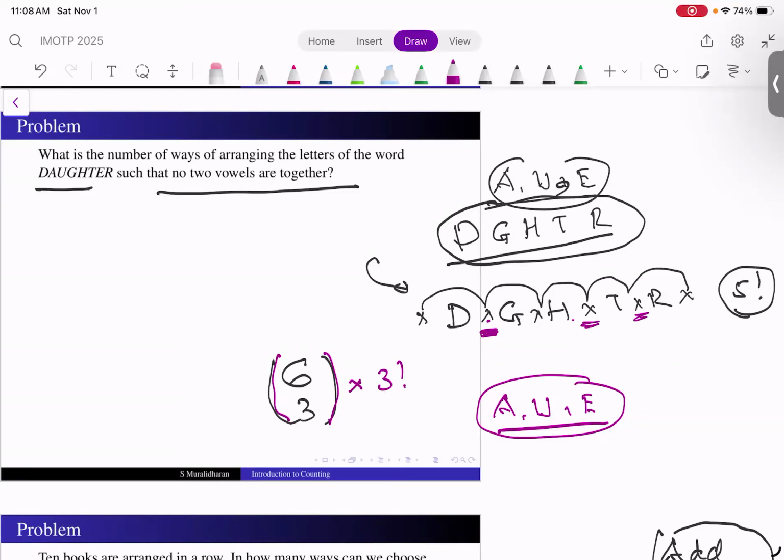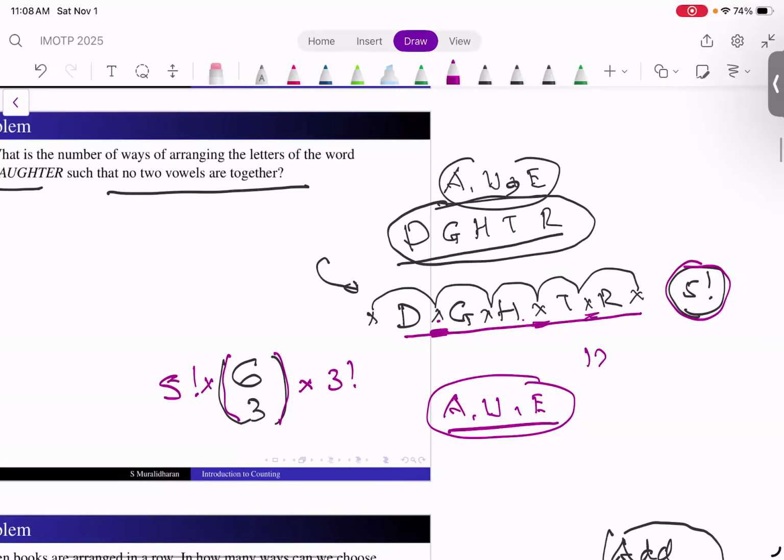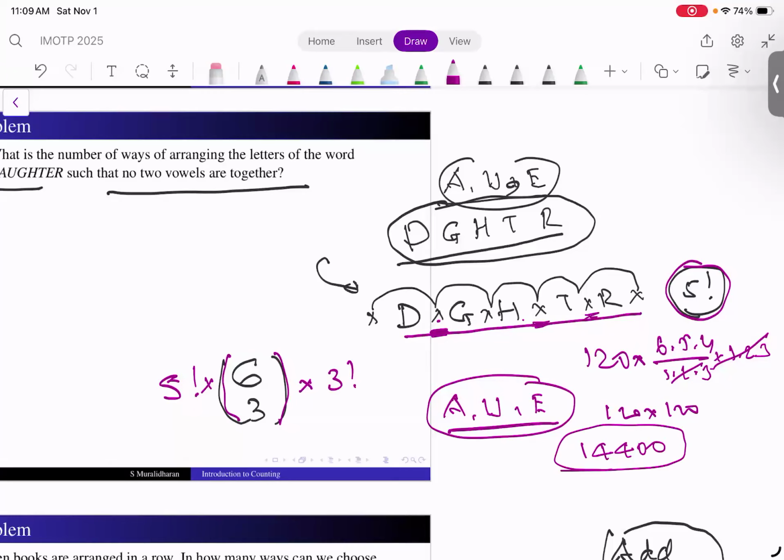Correct? Now this happens for every one of those 5 factorial ways. So it will be 5 factorial into 6C3 into 3 factorial. That is 120 into (6 into 5 into 4) by (1 into 2 into 3) into 1 into 2 into 3. These two go away, so this is 120 into 120, which is 14400. Those many arrangements are there in which no two vowels are together.